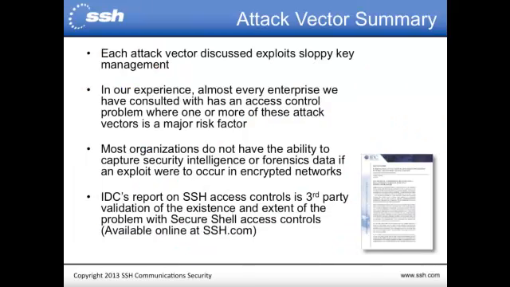So just to summarize the attack vectors we've talked about, each attack vector discussed exploits sloppy key management. In our experience, almost every enterprise we have consulted with has an access control problem where one or more of these attack vectors is a major risk factor. And most organizations do not have the ability to capture security intelligence or forensics data if an exploit were to occur in the encrypted network. So that's really the encrypted channel monitoring piece that folks are missing. Access control is key, and controlling the keys is very important. But you also need that extra backstop to make sure you're monitoring the environment just like you're monitoring the other environments.